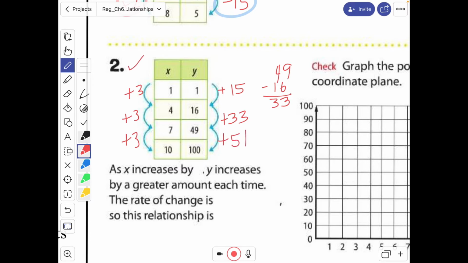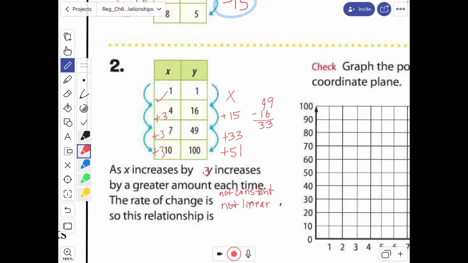So even though this side was the same each time, the y side was not the same. As x increased by 3, y increases by a greater amount each time. The rate of change is not constant. So the relationship is not linear.